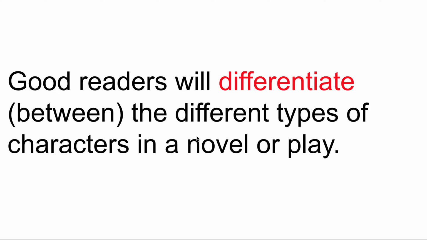So what are some types of characters? For example, main character, minor characters. The protagonist is another name for the main character. And then the antagonist is the enemy of the main character. Those are some words for different types of characters, which we learn about in our English class.